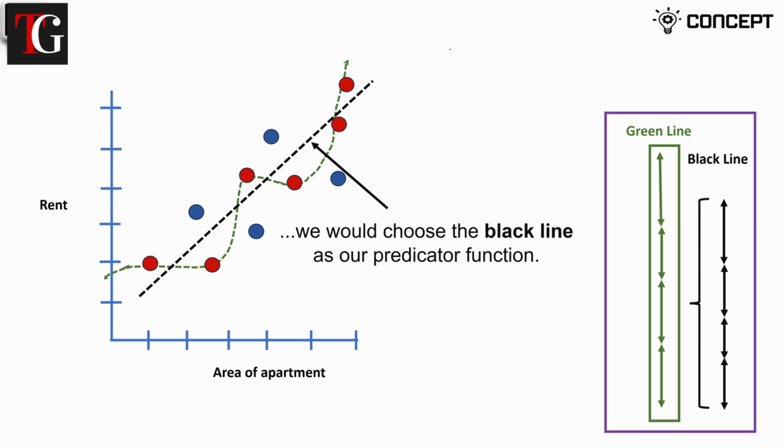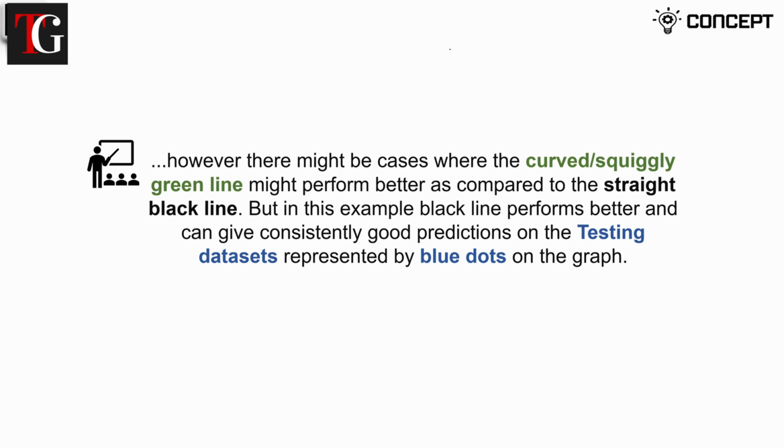We would choose the black line as our predictor function, as the sum of square residuals is lesser as compared to the green curve line. However, there might be cases where the curved green line might perform better as compared to the straight black line. Though in this example, the black line performed better and can give consistently good predictions on the testing data sets represented by blue dots on the graph.